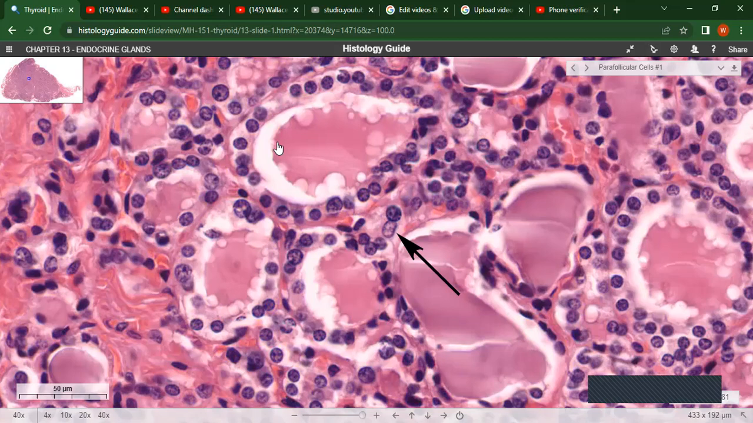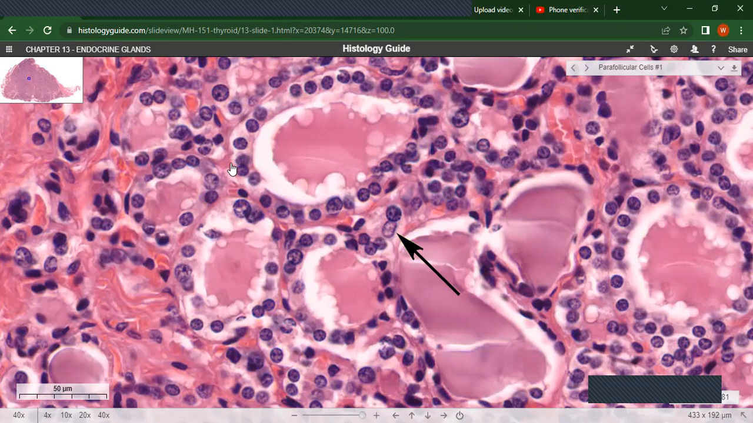So the sequence is that the hypothalamus produces thyrotropin releasing hormone. It is transported to the adenohypophysis by the hypothalamo-hypophyseal portal system. Then in the adenohypophysis, it stimulates the thyrotrophs to produce thyroid stimulating hormone, or thyrotropin. The thyroid stimulating hormone is transported in the blood to the thyroid gland, where it stimulates the production of T3 and T4. But remember, T4, tetraiodothyronine or thyroxine, is the major one produced. T3 makes up a smaller percentage. So again, this is the parafollicular cell.